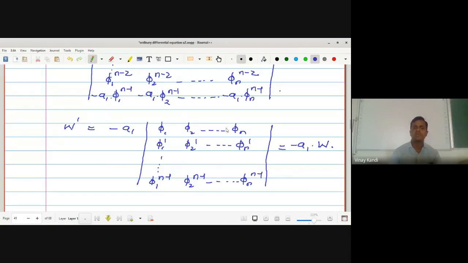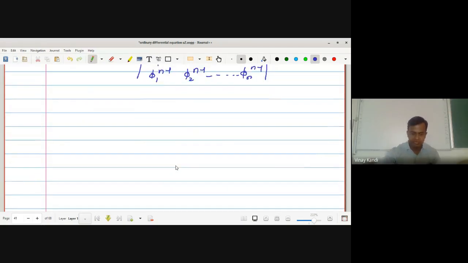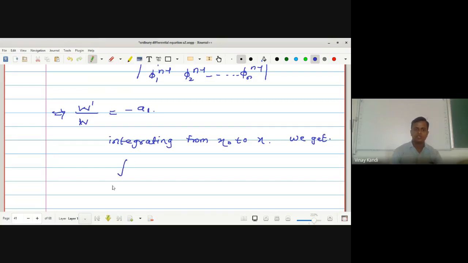Wronskian of phi 1, phi 2 up to phi n. So here we get W dash upon W is equal to minus a1. Okay, now integrating from x naught to x, where x is any point in the interval I. So we get integration x naught to x W dash upon W dx is equal to minus a1.